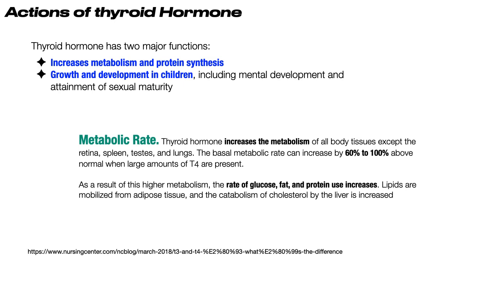Regarding the metabolic rate of tissues, this can increase by 60 to 100% when T4 increases. So the rate of glucose, fat and protein used increases a lot. Only the retina, spleen and testes and also the lungs do not respond to T4 being increased.